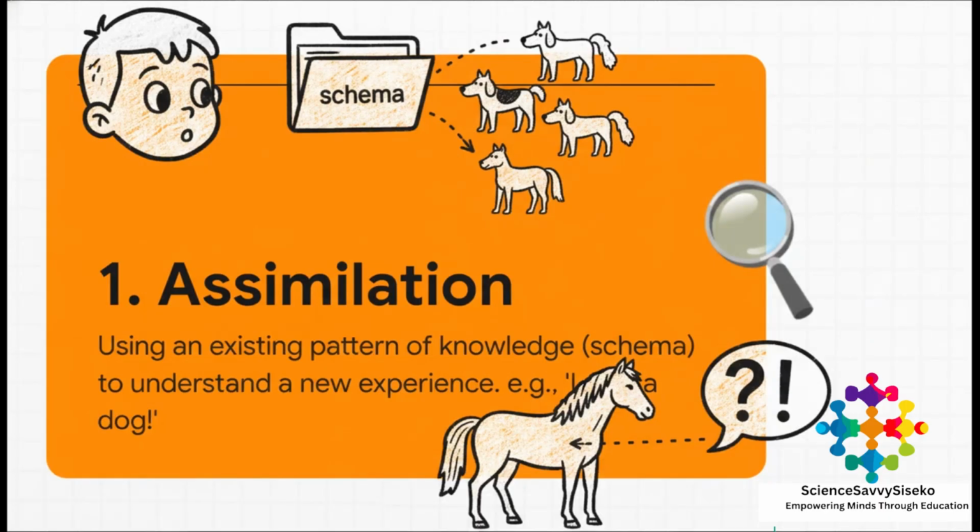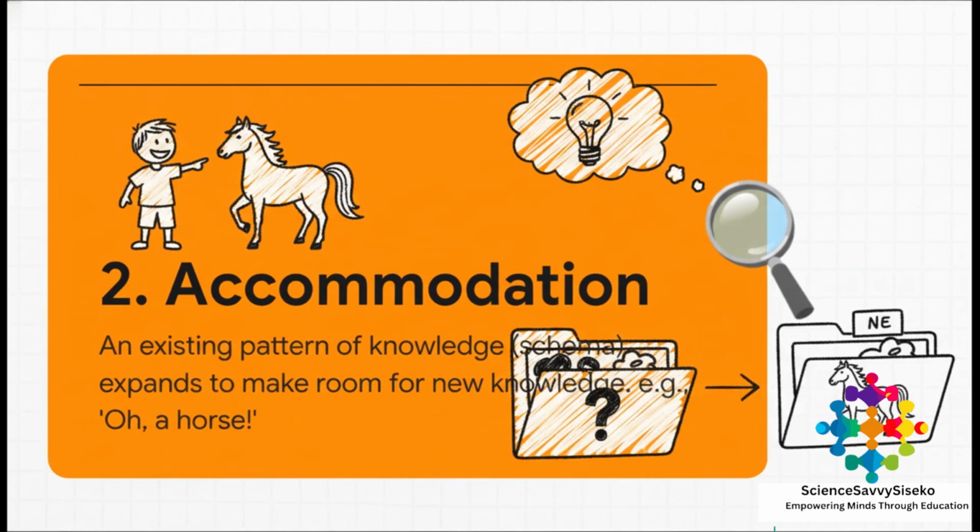Okay, so first, the child tries to use what they already know. Think of it like a mental folder, or what Piaget called a schema. So they see this new animal, it's got 4 legs, it's got fur, it's got a tail, and their brain goes, hey, that fits in my dog folder. So they yell, dog. That's assimilation, just trying to fit something new into a box you already have. But then a parent says, nope, sweetie, that's a horse. Now the child's mind has a problem to solve. The dog folder doesn't work anymore, so it has to adjust.